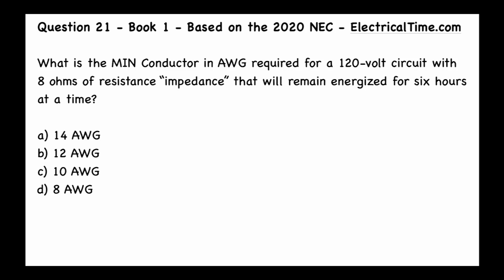This is question 21 from Book 1 based on the 2020 NEC, and this is electricaltime.com. What is the minimum conductor in AWG required for a 120 volt circuit with 8 ohms of resistance impedance that will remain energized for 6 hours at a time?